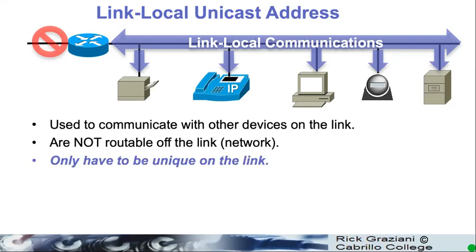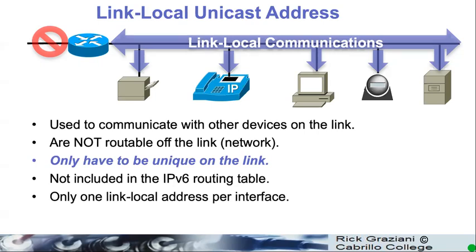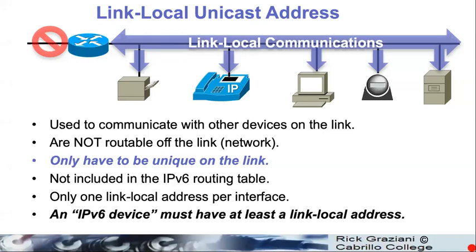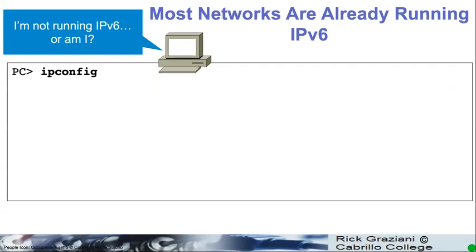They also only have to be unique on the link. We'll be talking more about that. They're not included in the IPv6 routing table. That's because they're not routable. And only one link local address per interface. We'll talk more about that in a later video as well. But what's important is that to be an IPv6 device, it must have a link local address. It doesn't have to have a global unicast address, but it must have a link local address.